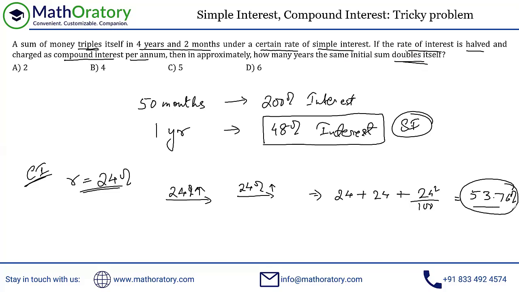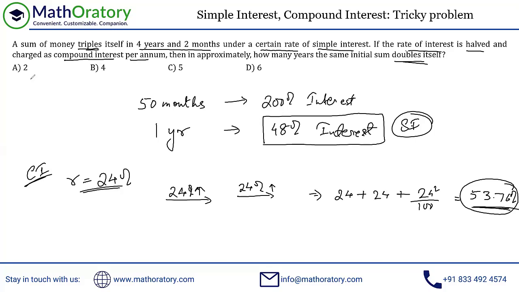So obviously, if in 2 years you're getting 53.76% under compound interest, in 4 years you definitely should have 100% of the interest, right? Even if this was simple interest and you had 53.76% in 2 years, in 4 years you would have another 53.76%. It's compound interest, so it should be definitely more than that.